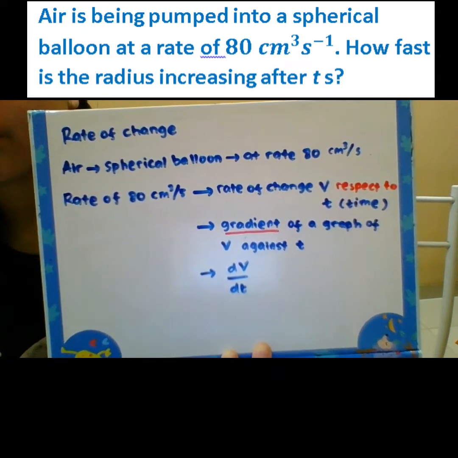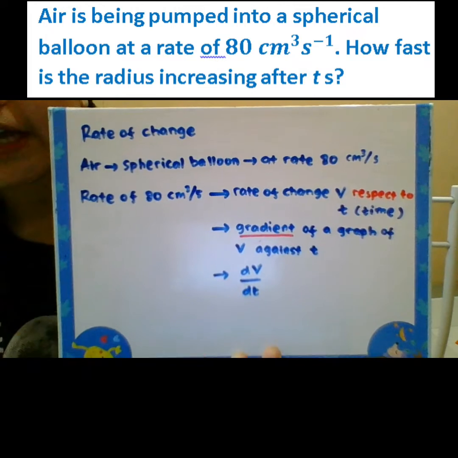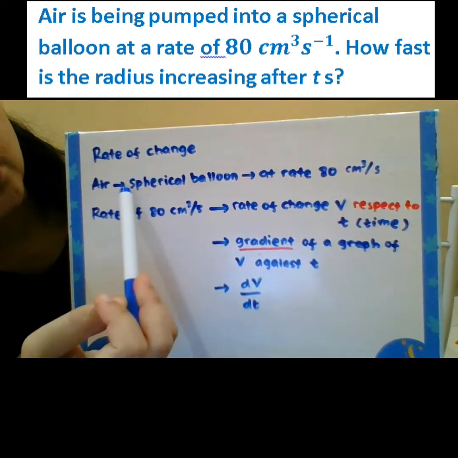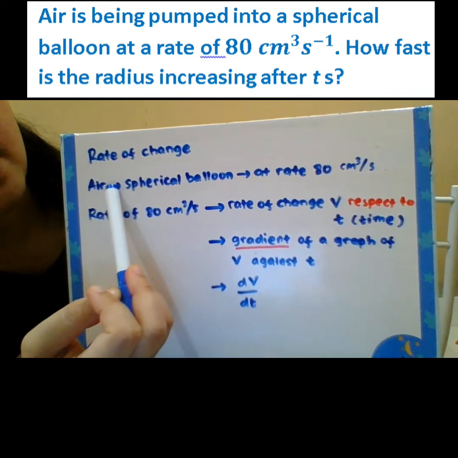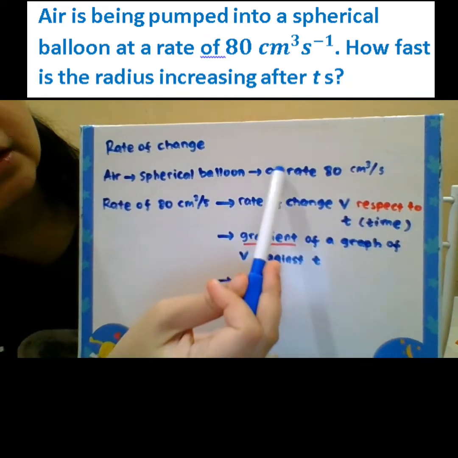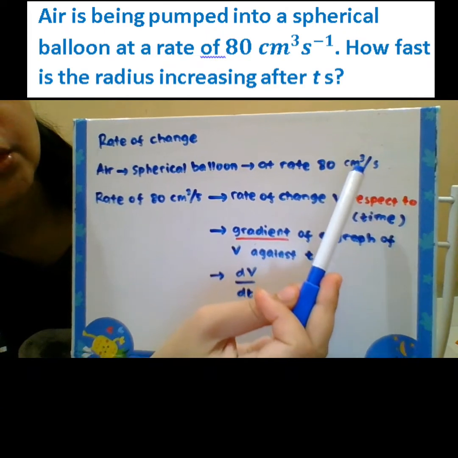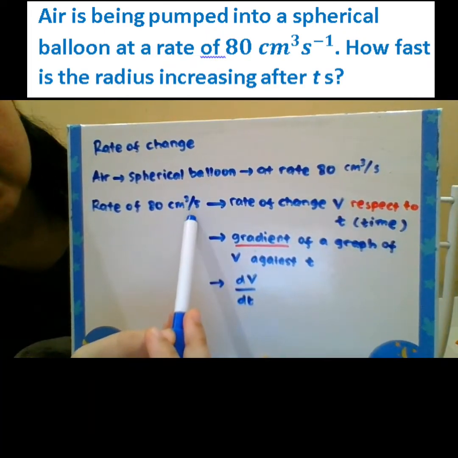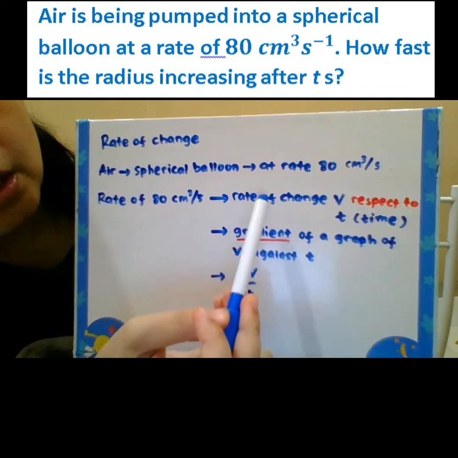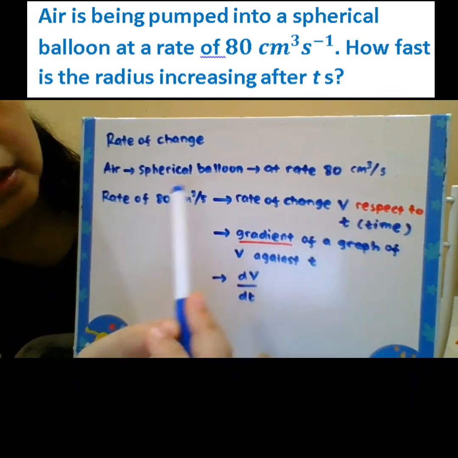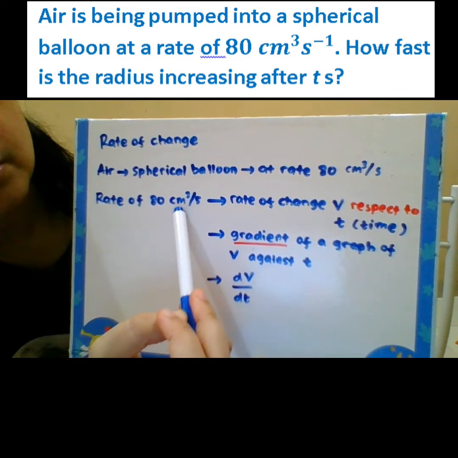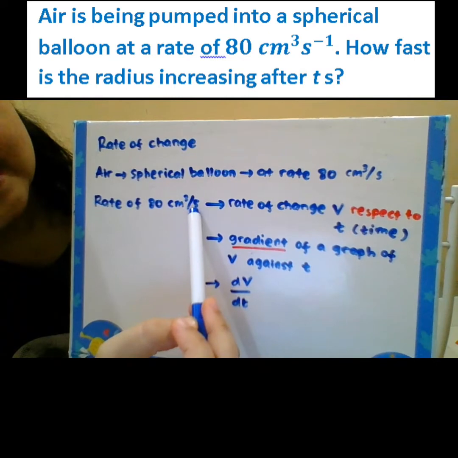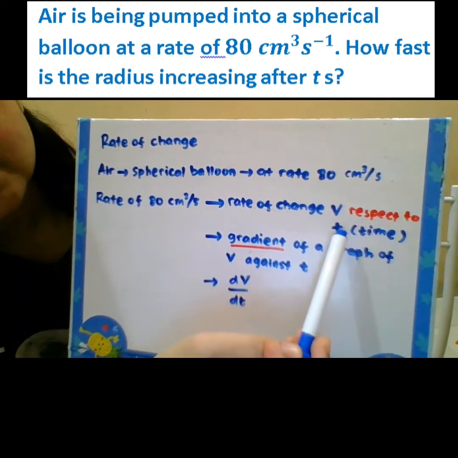So we can write down here, air is being pumped into a spherical balloon at a rate of 80 centimeter cube per second. A rate of 80 centimeter cube per second means the rate of change of volume. Centimeter cube means the volume, and with respect to second means with respect to t, or time.